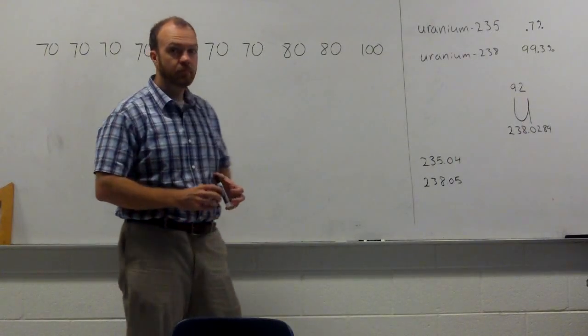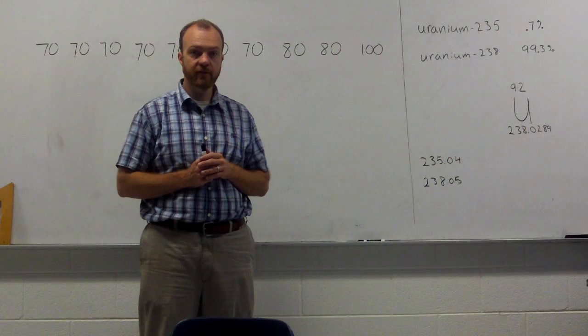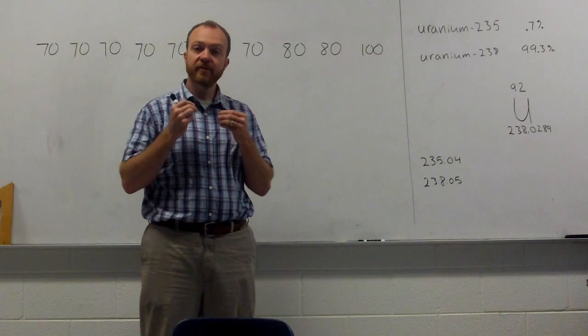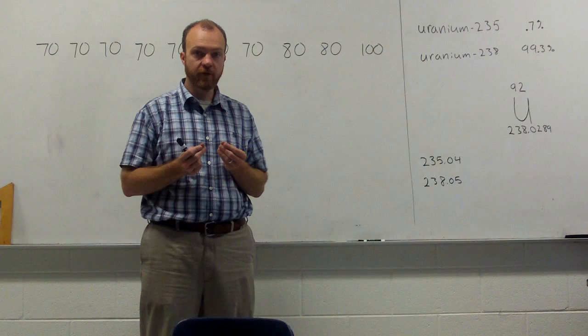Okay, ladies and gentlemen, I've introduced to you the idea of an isotope. So remember, isotopes are elements of the same kind that have a different mass. So a specific isotope is an atom of a certain element that has a specific number of neutrons.